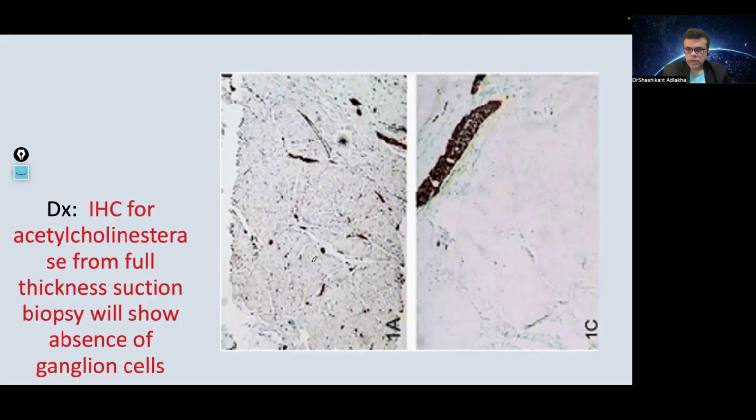For further delineation and diagnosis, we can do immunohistochemistry for acetylcholinesterase, where you can see these ganglion cells are positive for acetylcholinesterase, whereas here the affected segment is showing a lack of acetylcholinesterase. So this is the lack of acetylcholinesterase in the affected segment of the rectum. That is the diagnostic feature of Hirschsprung's disease.